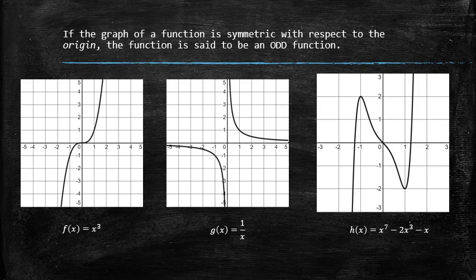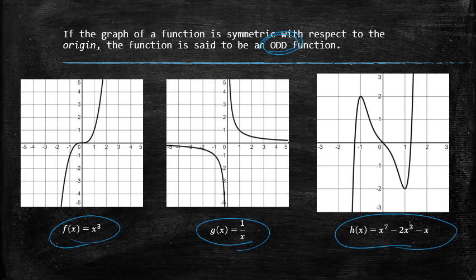Other functions will be symmetric to the origin. If this is the case, then the function is said to be odd. So f of x is equal to x cubed is one that we've seen before. Also, g of x is equal to 1 over x. And then here, this h of x is just a new function, just to give you more examples of graphs that are symmetric to the origin, which means the functions are odd.